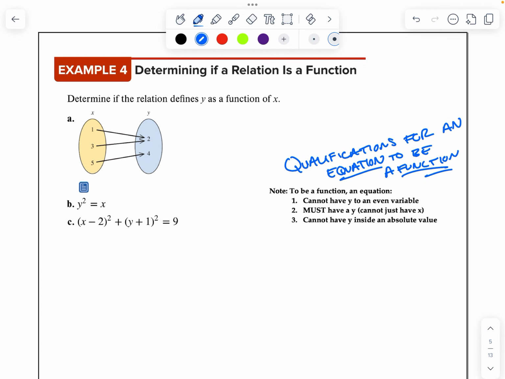If we have a relation with ordered pairs, we could tell if it's a function as well by checking to see if any x value matches up with different y values. So here, 1, does it match up with different y values? Nope, it only matches up with 2. 3, it only matches up with 2. 5, it only matches up with 4. So that is a function. As long as any one x value does not match up with 2 y values, it is a function.